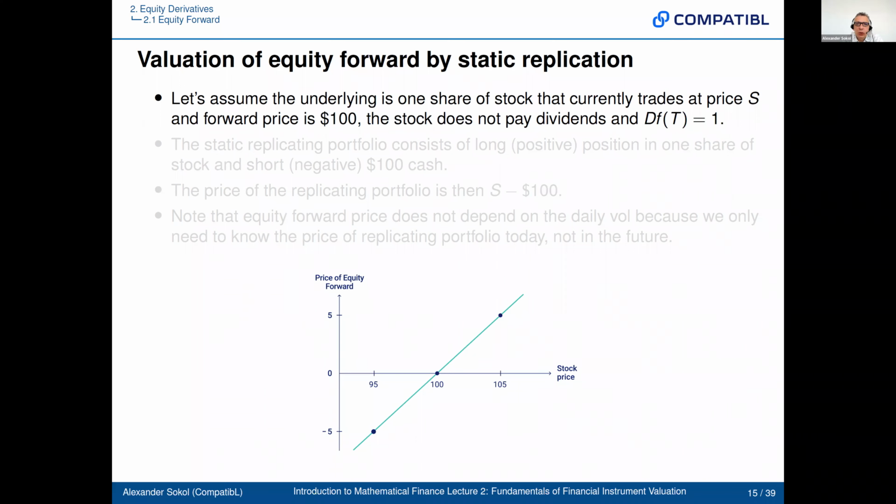Let's also assume that the stock does not pay dividends to its owner, and let's assume that the discount factor is equal to 1, or in other words, the interest rate is 0, just for simplicity. In fact, of course, they're not equal to 1.